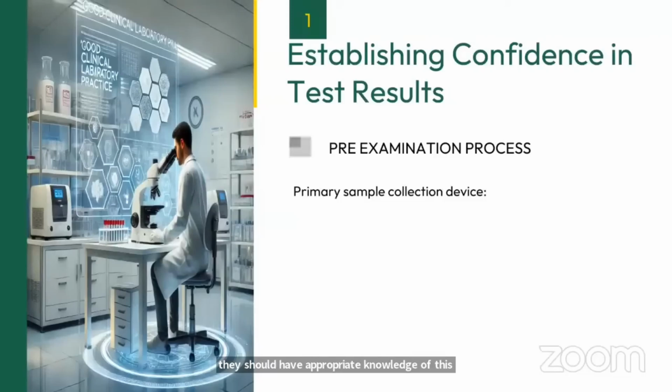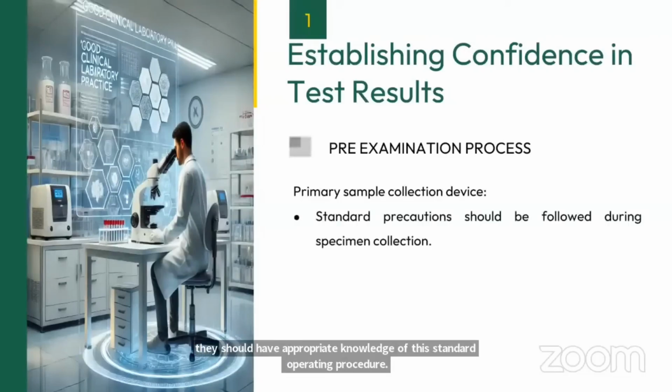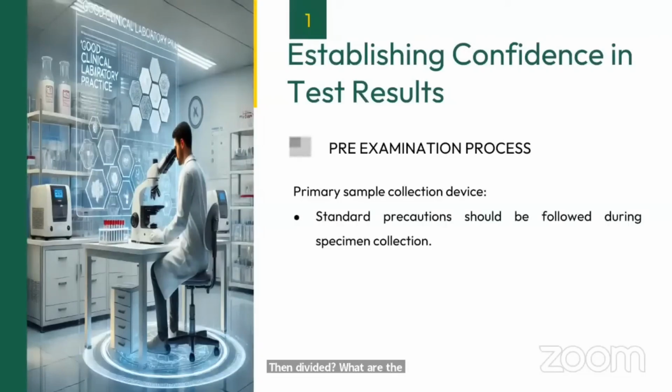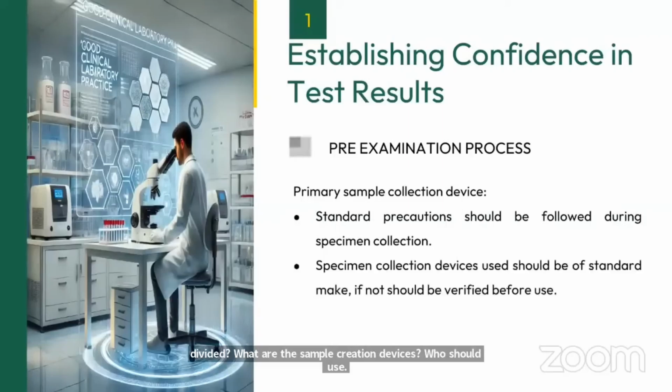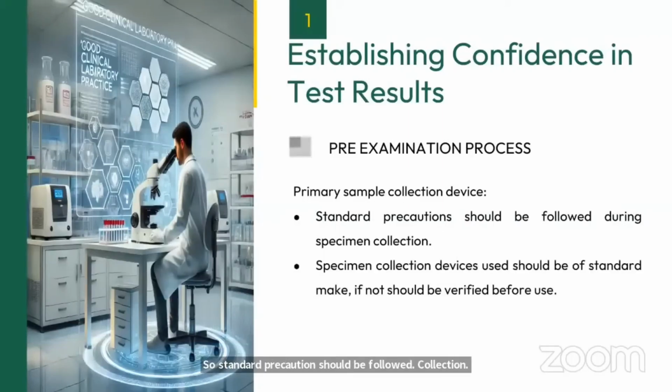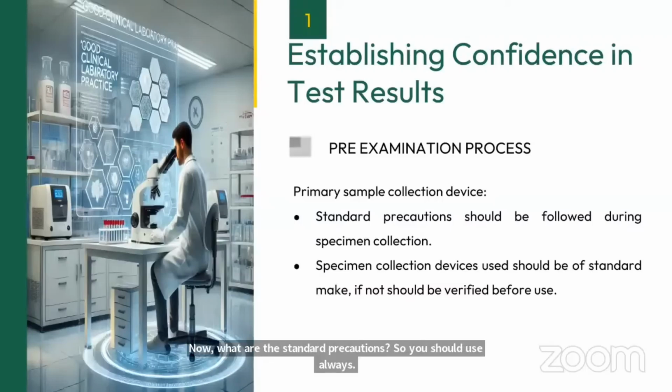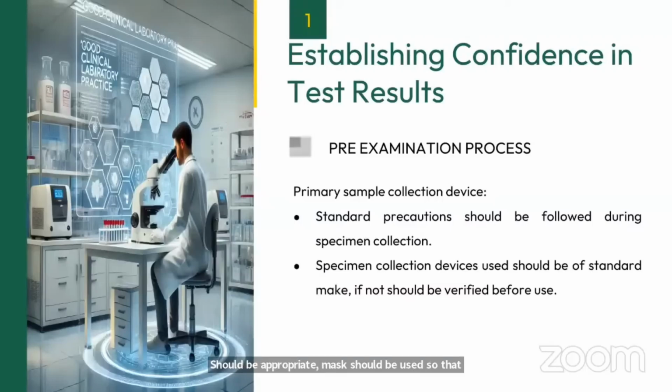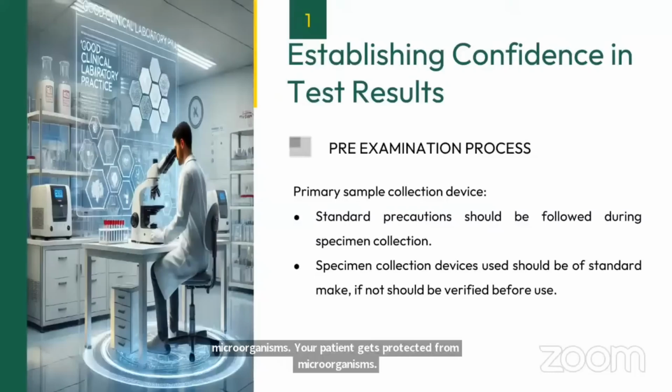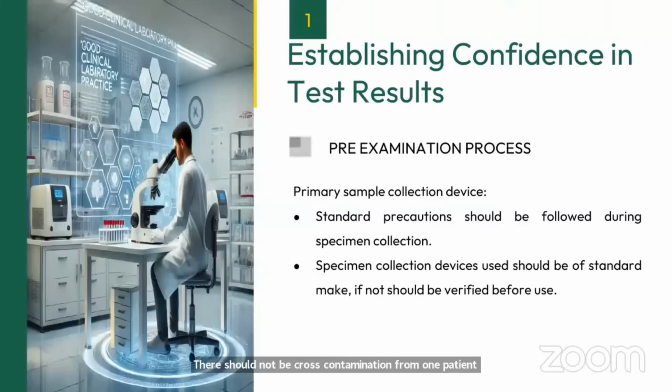Then devices. What are the sample collection devices we should use? Standard precautions should be followed during specimen collection. Now, what are the standard precautions? You should always use gloves, and an appropriate mask should be used so that you are protected from any type of microorganism. Your patient also gets protected from microorganisms. There should not be cross contamination from one patient to another patient. So we should always use gloves and mask while collecting the samples.